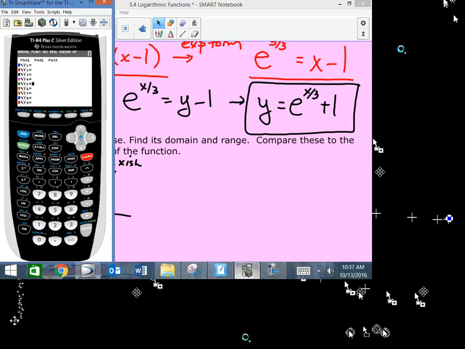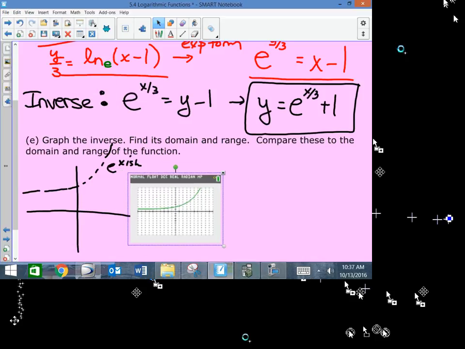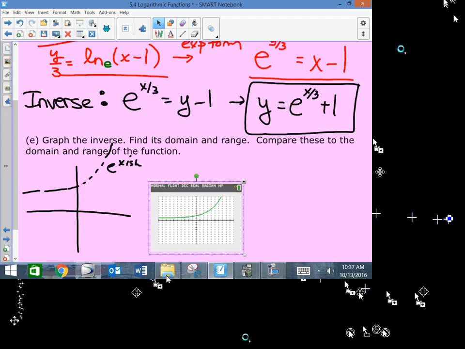Oh, yeah. E to the x over 3. It changes the exponent, rise a little bit, but it's going to be up there too because it raised it 1. So you have the right idea, Melanie. Don't beat yourself up over that. Okay? So there's your function.